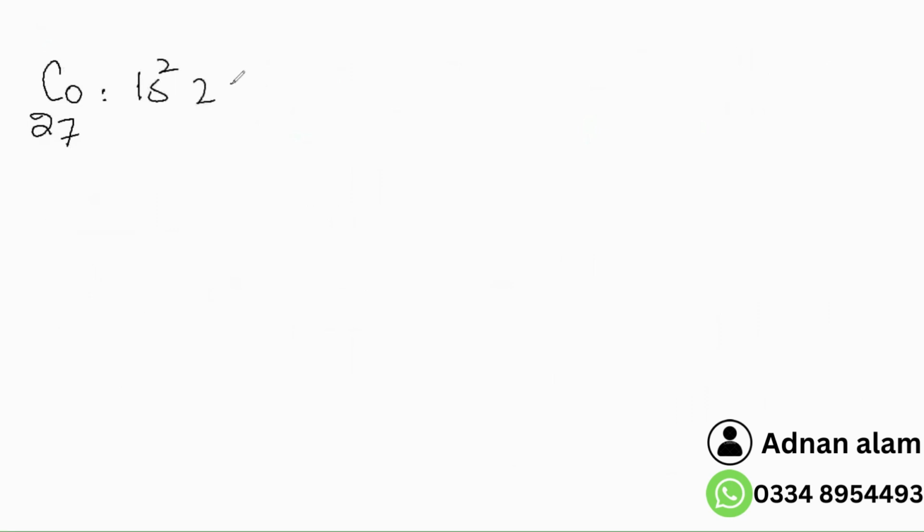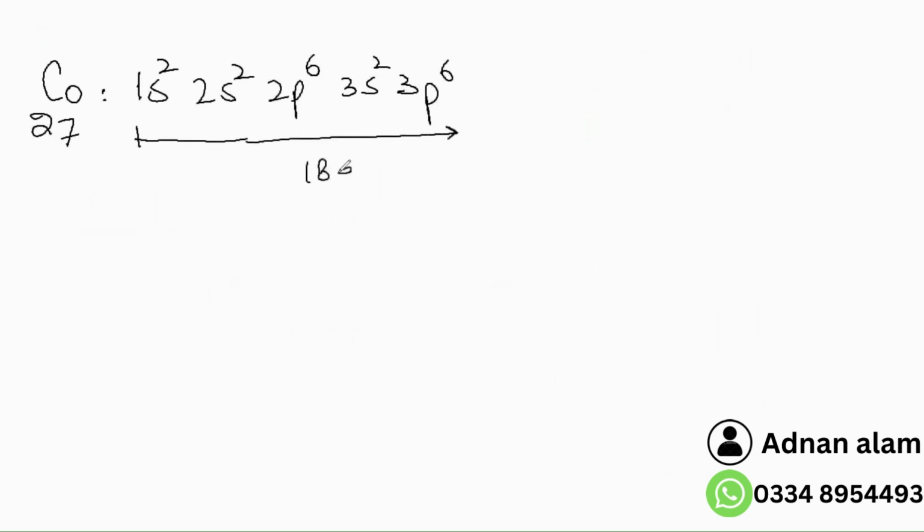So 2 electrons in 1s, then 2s2, then 2p6, then 3s2, then 3p6. So till this point, 18 electrons have been placed. Now after 3p, we have 3d and 4s. Since 4s has lower energy than 3d, we are required to place electrons in 4s first, which are 2 electrons. So 18 and 2 makes 20 electrons.